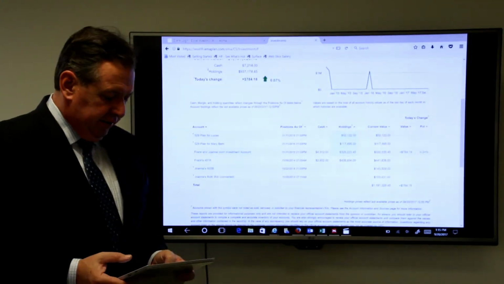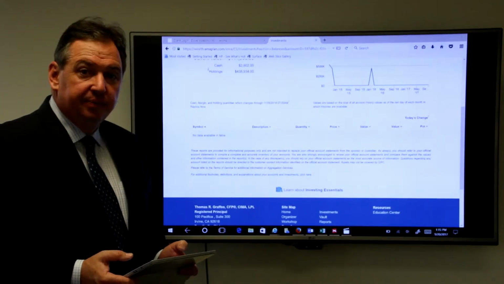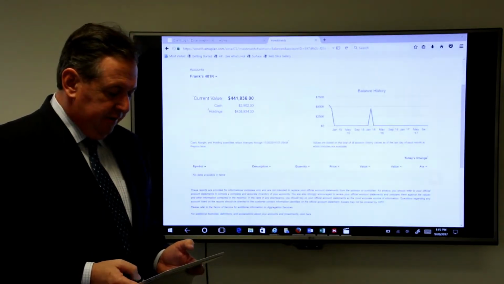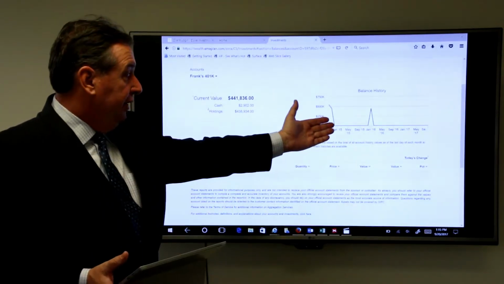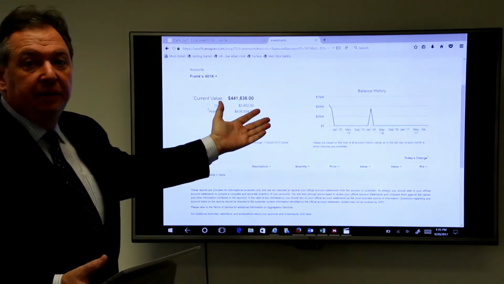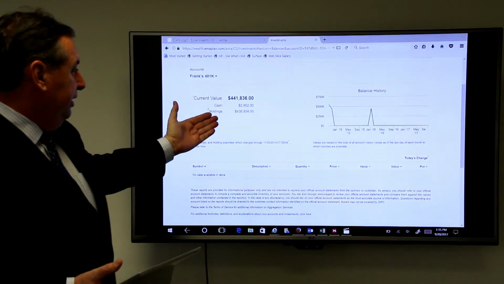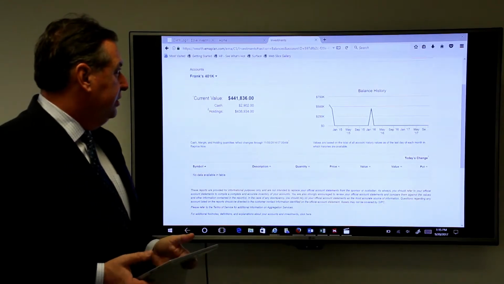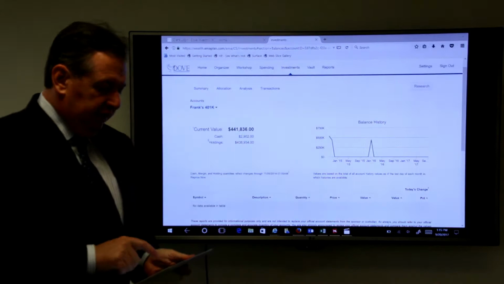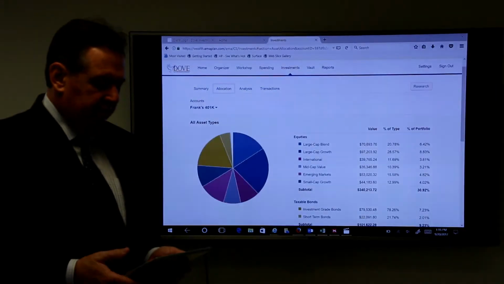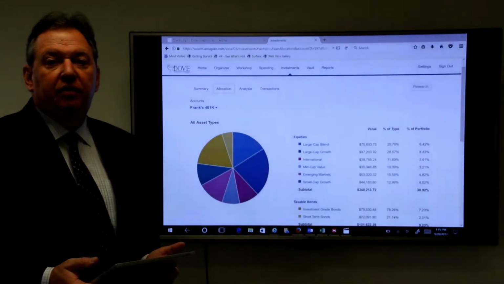And then what I like to do is jump in here, go to Frank's, and there's a balance history. Okay, it's make-believe data, so it's not perfect. Cash, $2,000, holdings $438,000, great. But also, it shows the allocation.